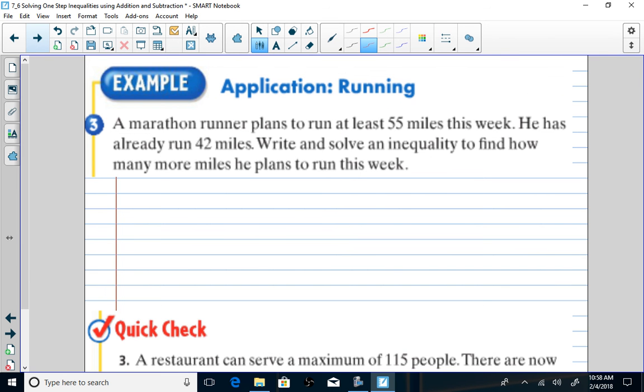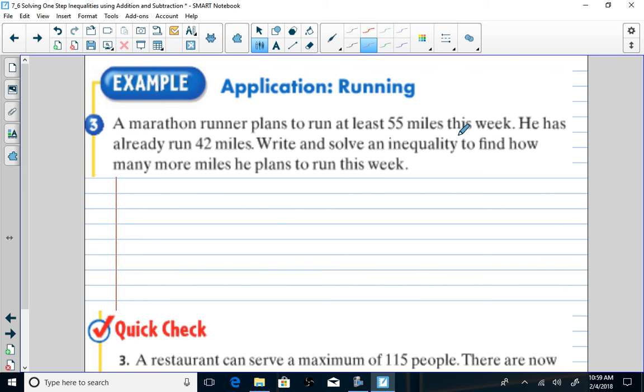All right. Now let's take a look at some word problems. These can be a little tougher because you actually have to write your own inequality first and then solve it and then graph it, right? So it's an extra step here to come up with your own inequality. It says a marathon runner plans to run at least 55 miles this week. He has already run 42 miles. Write and solve an inequality to find out how many more miles he plans to run this week.